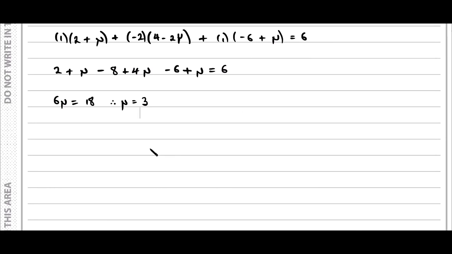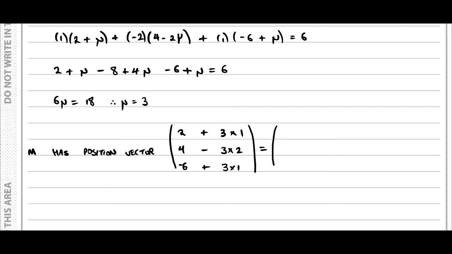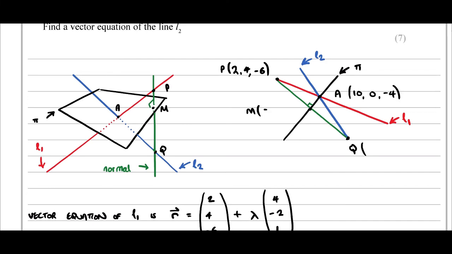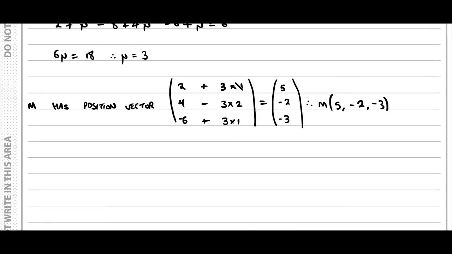So let's write this down. M therefore has position vector, if we work this out, we have 2 plus 3 times by 1, then 4 minus 3 times by 2, and then minus 6 plus 3 times by 1. If we work all this out, we have 5, minus 2, minus 3. So M has coordinates 5, minus 2, minus 3. Let's add this to the diagram. M has coordinates 5, minus 2, minus 3. And from this, we can find out the coordinates of Q, okay? And we can do that quite easily using the diagram.